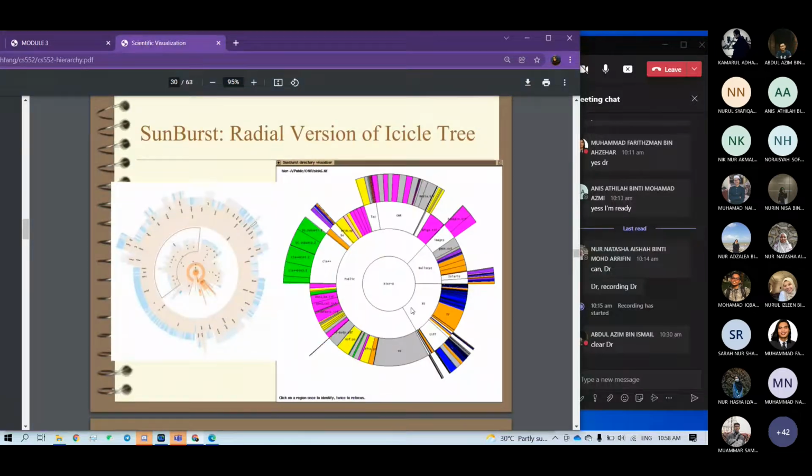Berbagai-bagai. This is another sunburst, a radial version of these three. The first level, second, third, and fourth. So this one is a hybrid. You can see that there are grandfather, we take parents lah. Father, children, grandchildren, great-grandchildren. It shows the flow.